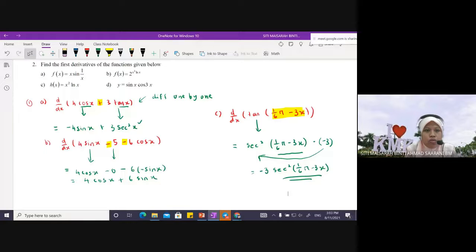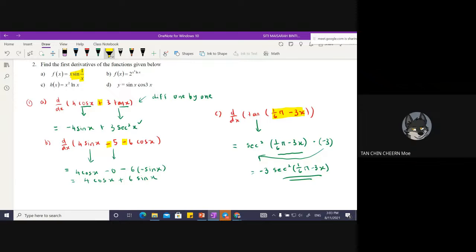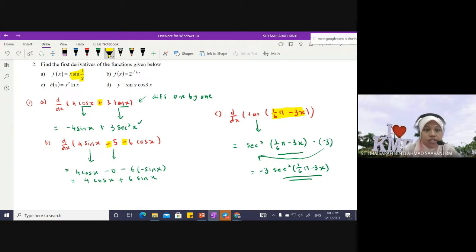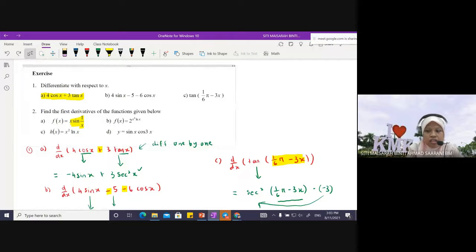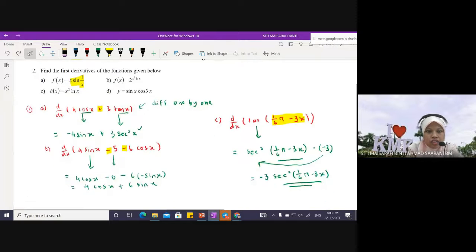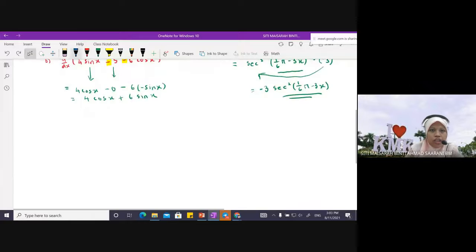Then let's look at question 2. Find the first derivative of the function given below. Question A, f(x) equals to x sine 1 over x. Okay. Yang ni rule apa yang kita boleh apply untuk A? Product rule. Product rule, kita ada x, kita ada sin ya. So kita boleh buat product rule.